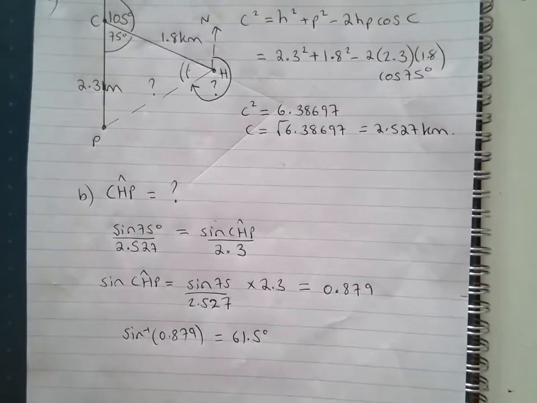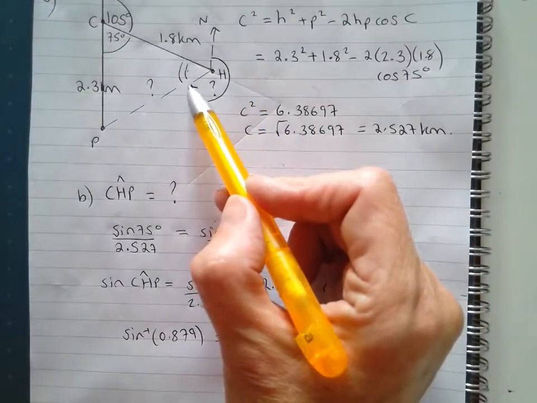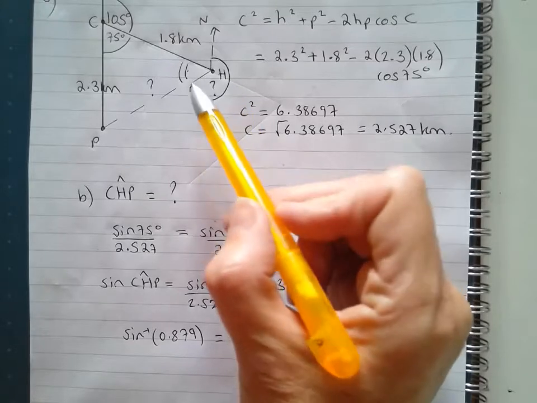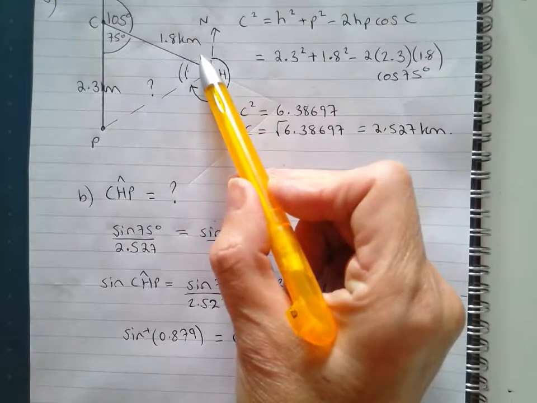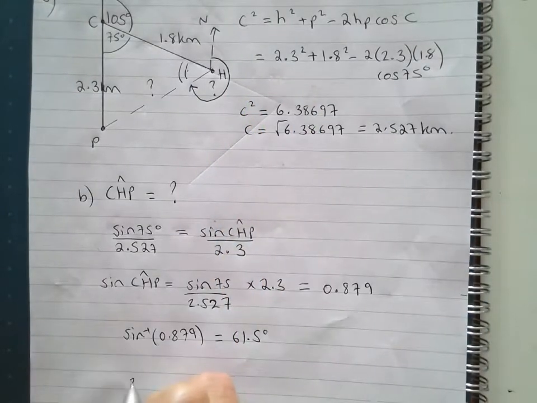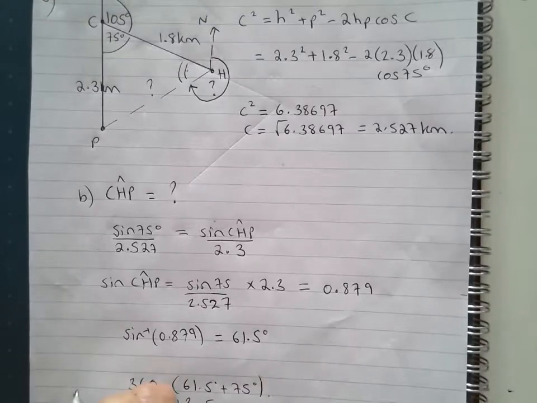So the bearing angle, remember the bearing angle was that angle that I was taking from the north line right round to that side, can now be worked out, because I know this part is 61.5, this part is 75 using alternate angles, so I'm there. 360, take away the sum of 61.5 and 75 degrees, giving me 223.5 for the final bearing.